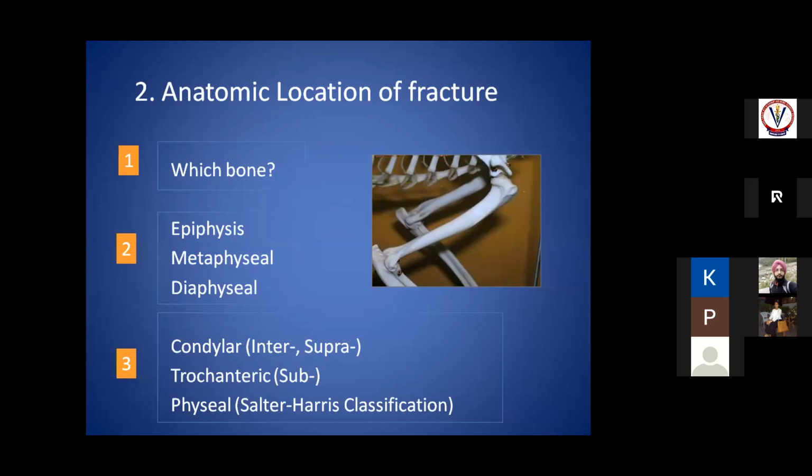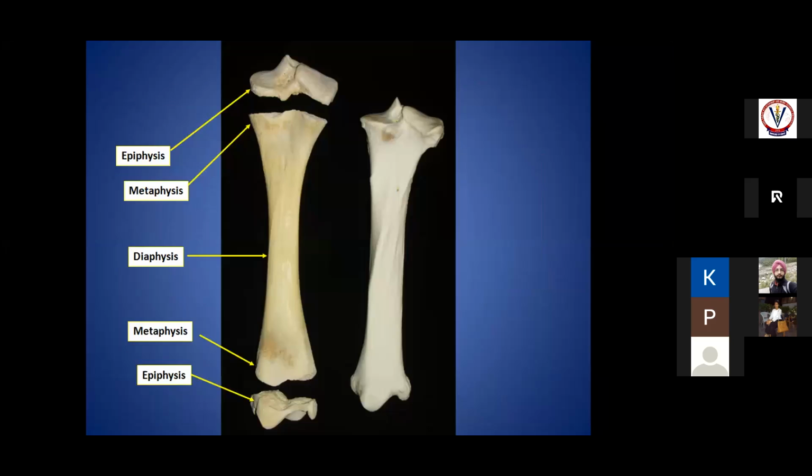Localization based on bone, localization based on part of bone, localization based on condylar or trochanteric or physeal fracture. Now this figure will clearly explain the different areas of the bone where there is a possibility of a fracture. Suppose every bone will have two epiphyses. Suppose there is a fracture separating the epiphyses, we call it an epiphyseal fracture.